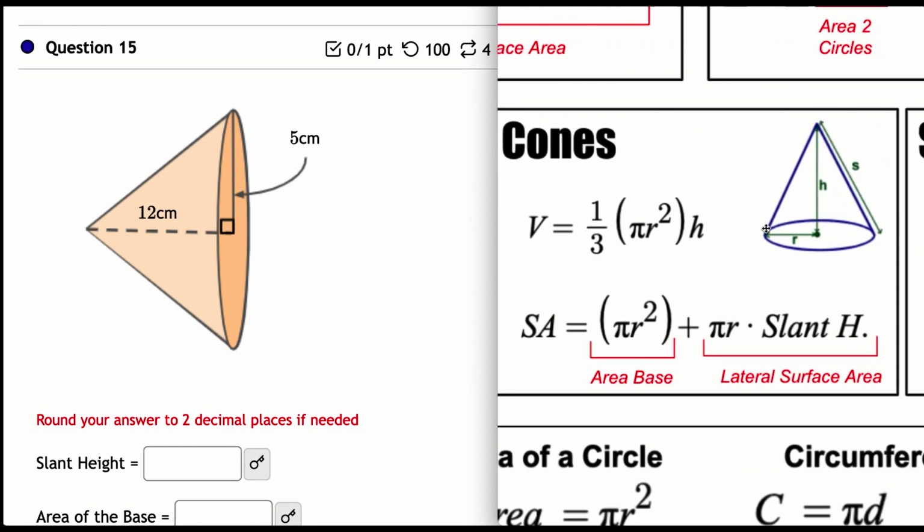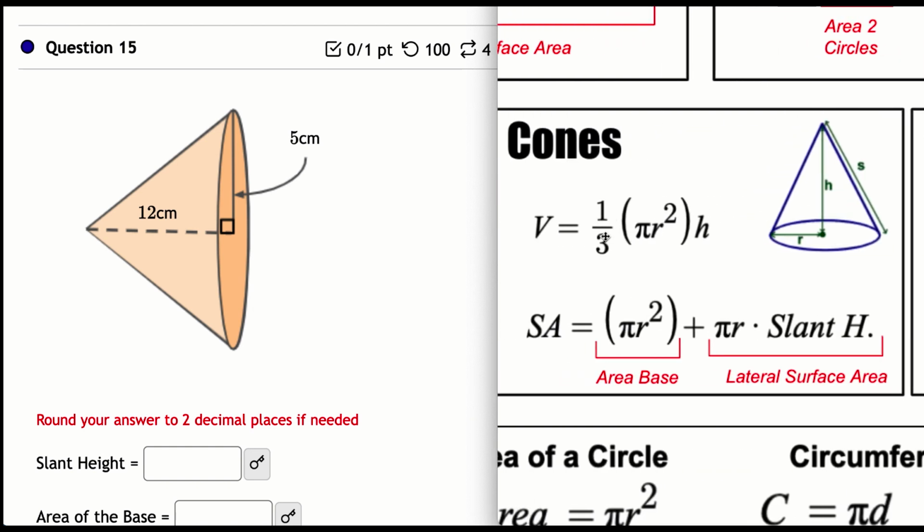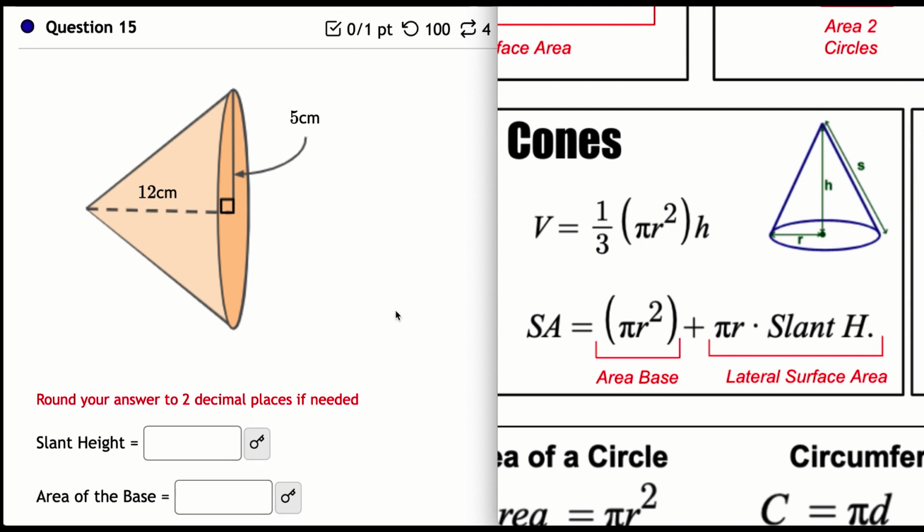So cones. Cones have the same kind of formulas. Anything that comes to a tip is going to have a volume that's always 1/3 of the area of your base times your height. So it's 1/3 the area of your base times the height whenever it comes to a tip. All right, let's figure out this one right here. So it says the slant height. Oh, we need to talk about some pieces here.